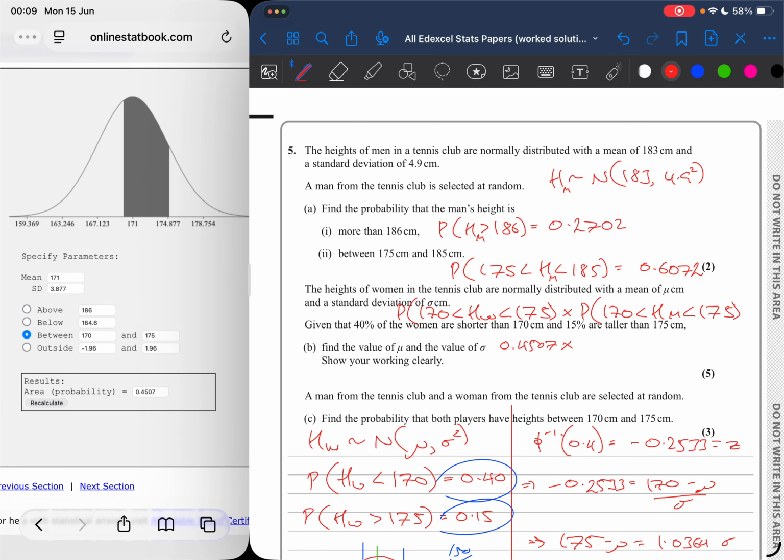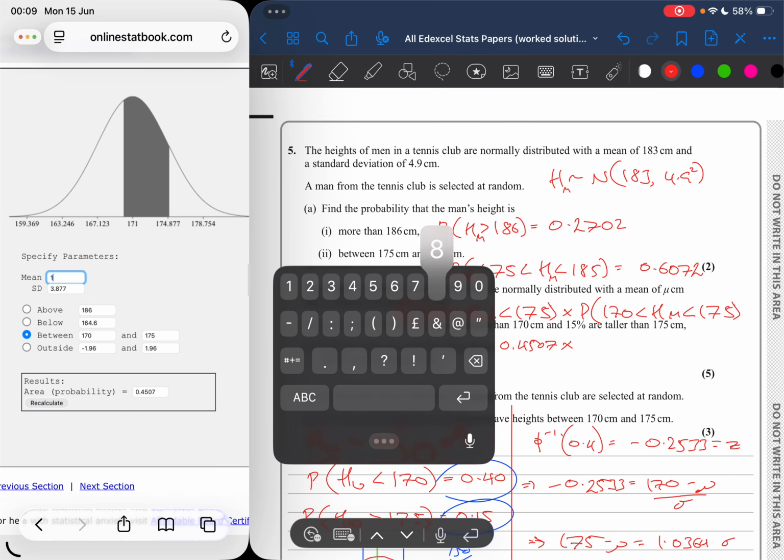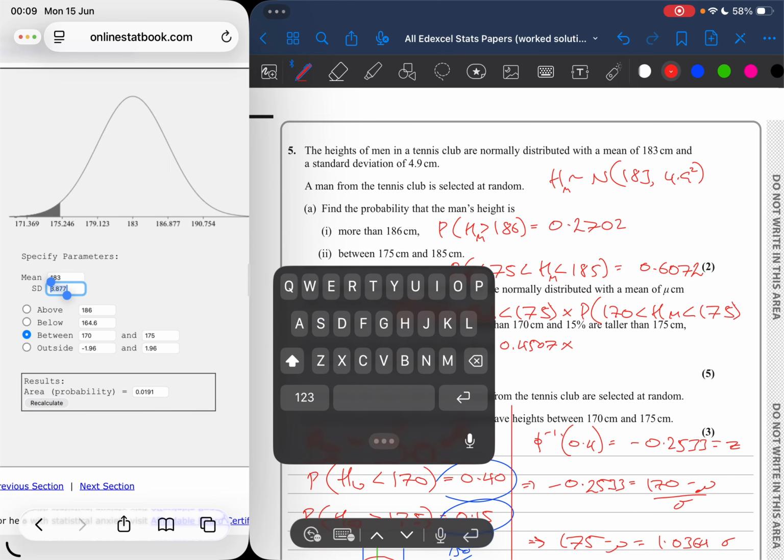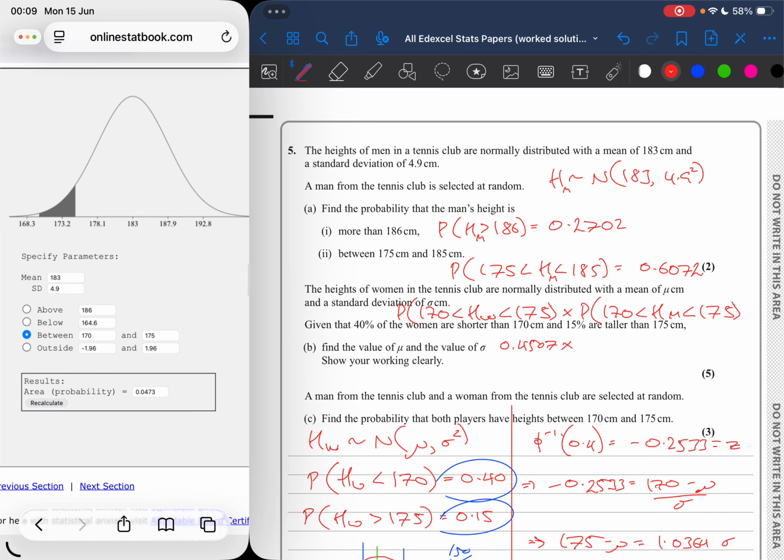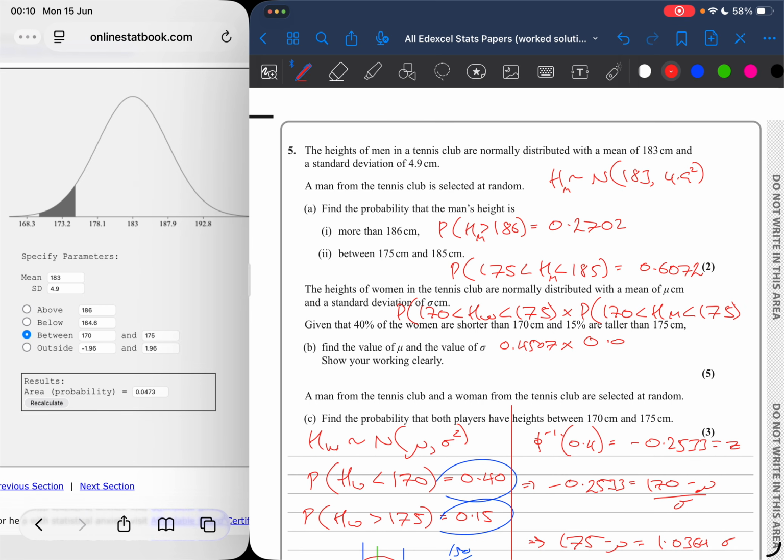The men, though, are a little bit taller. Only ever so slightly. 183, deviation 4.9, bigger range as well, more spread. What's that give us? Oh, very small. 0.0473. So let's get our calculators. Times those two numbers together. 0.4507 times by 0.0473. I'm getting a very small number, but this seems kind of normal.